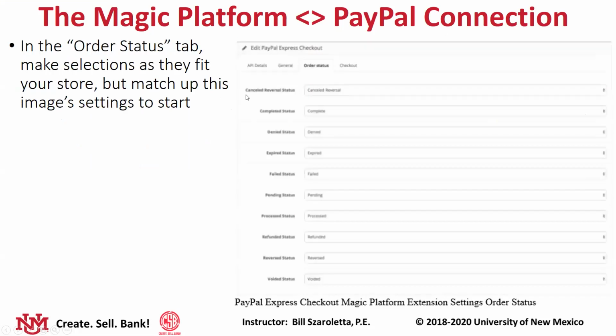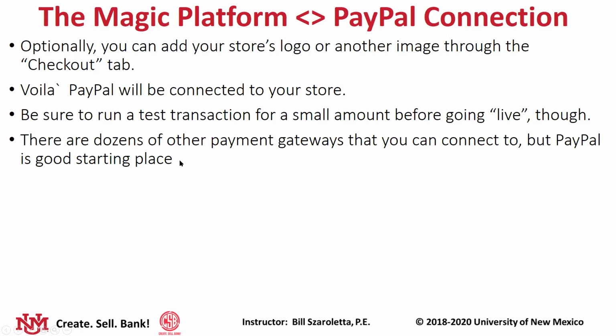Oh, I'm going to go back to that. You want to go through canceled. You want to have in this drop down, set that to canceled reversal, completed status, complete, denied status, denied, expired status, expired, failed status, failed, pending status, pending, process status, processed, refunded status, refunded, reverse status, reversed, voided status, voided. You have to do that and then click Save.